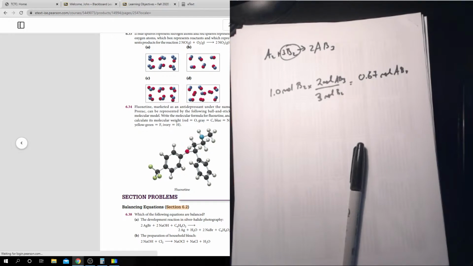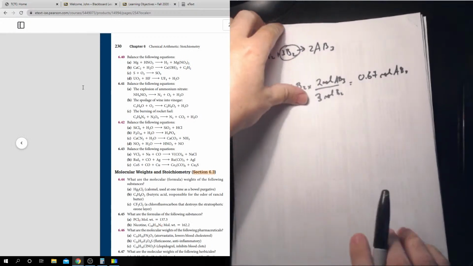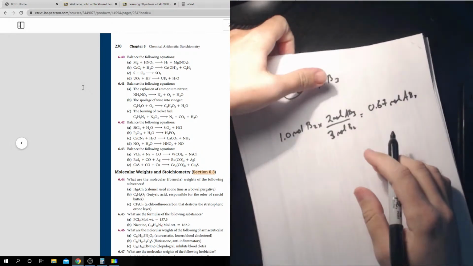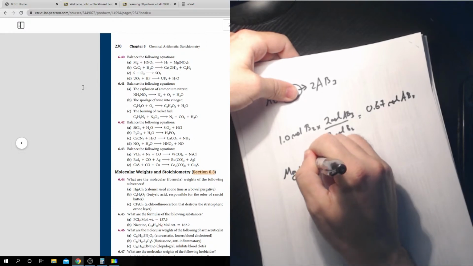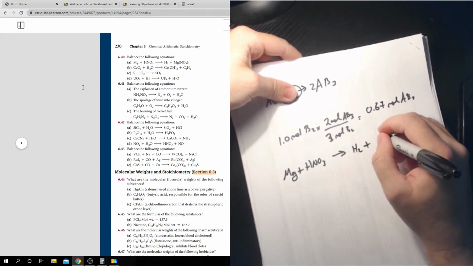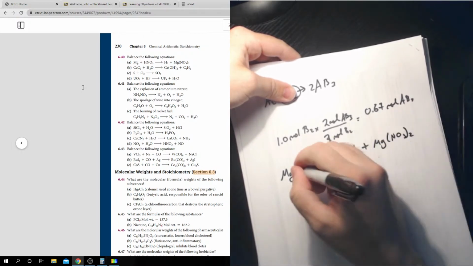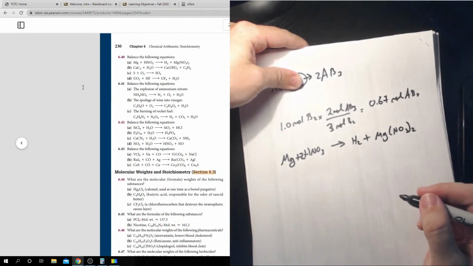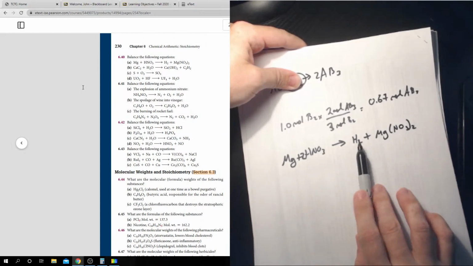All right, 640. Balance the following equations. All right, I'm pretty good at that. Magnesium plus nitric acid yields hydrogen plus magnesium nitrate. 2 of these, and we're done. That was a little too easy, because we need 2 nitrates for that, and we need 2 hydrogens for that, and that's all she wrote.